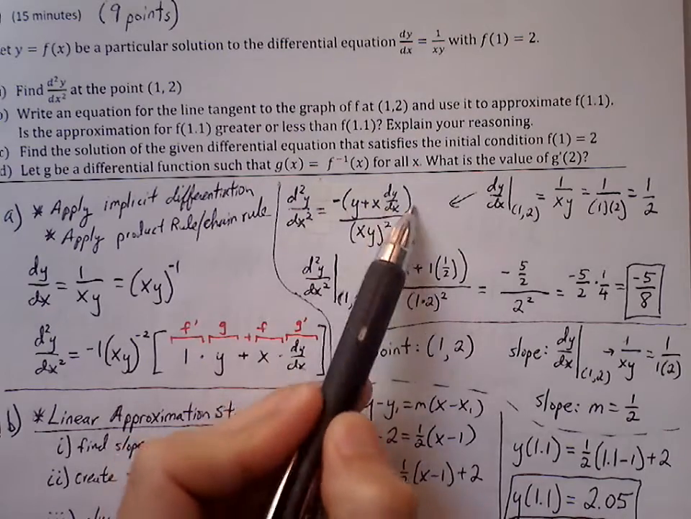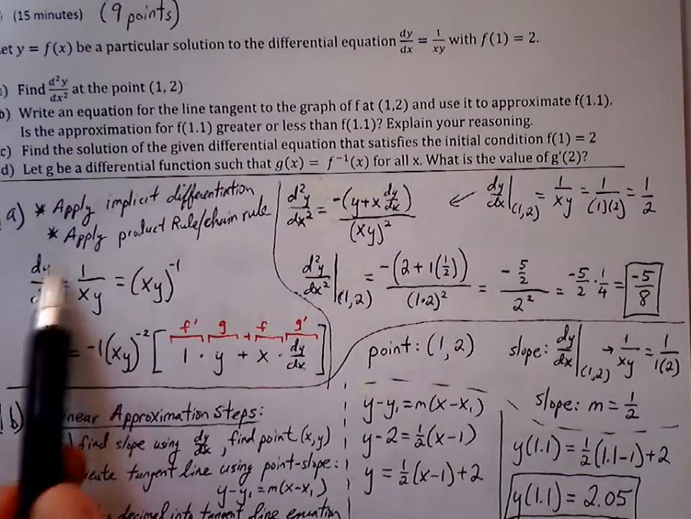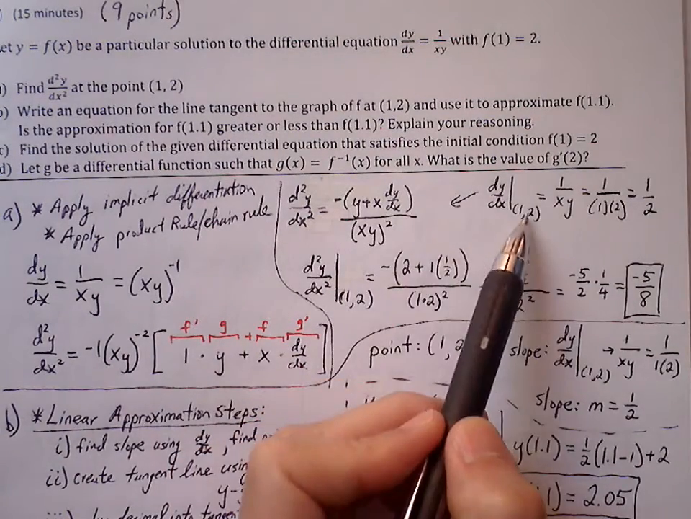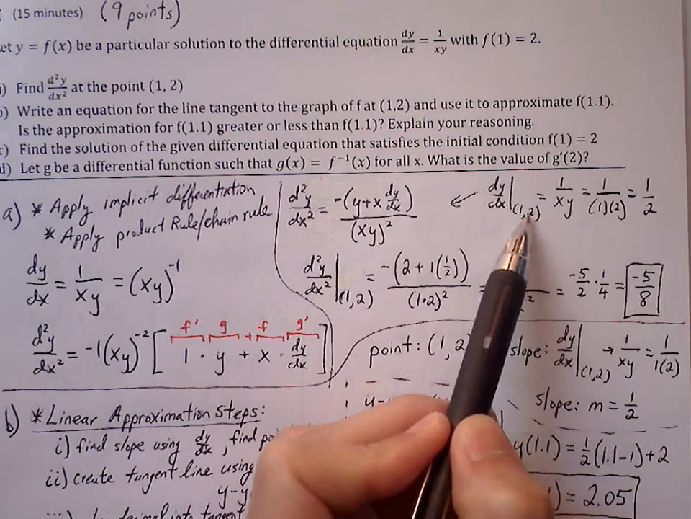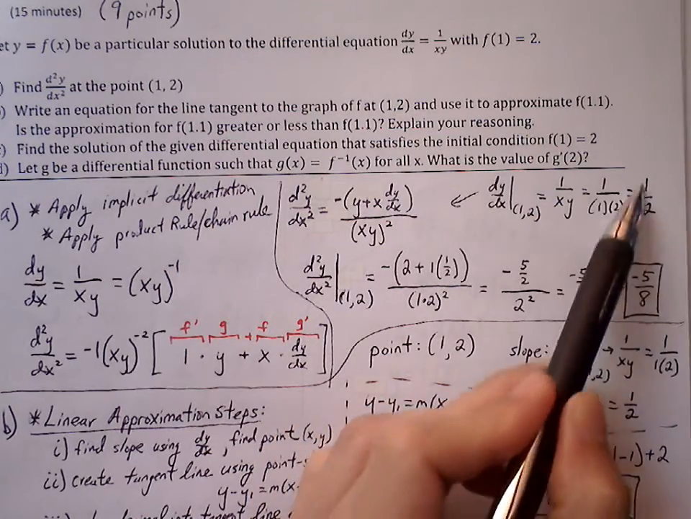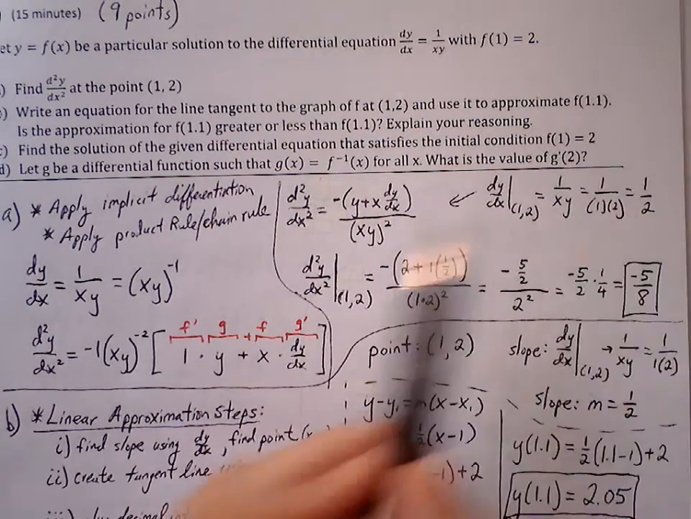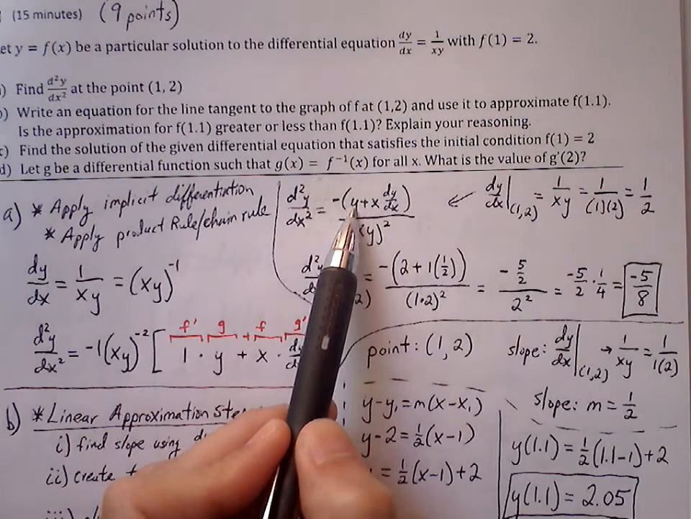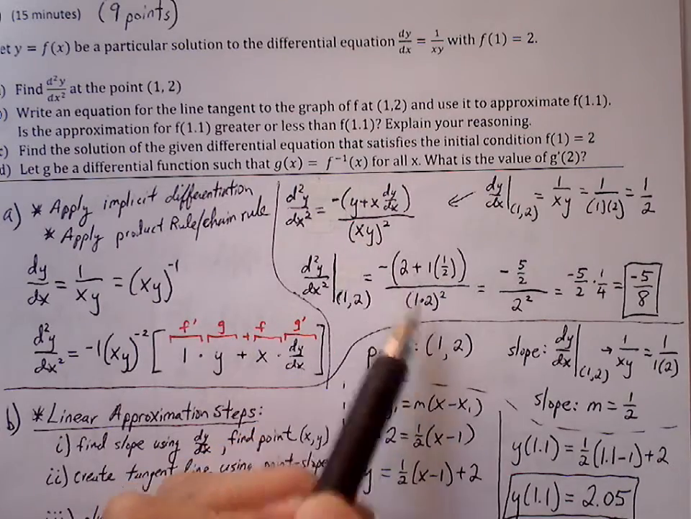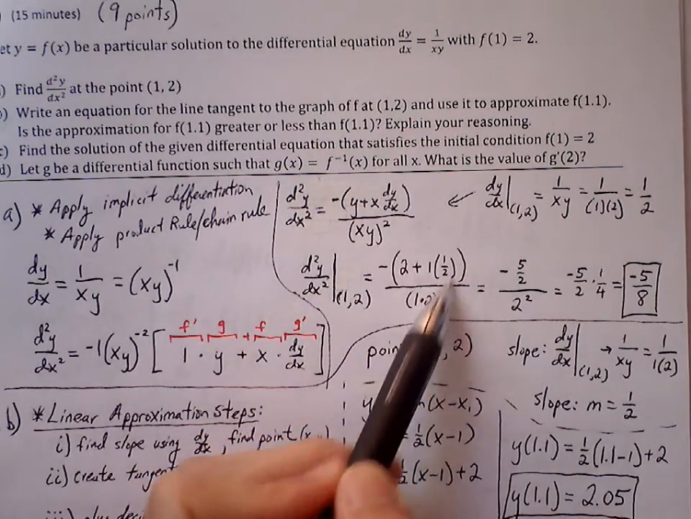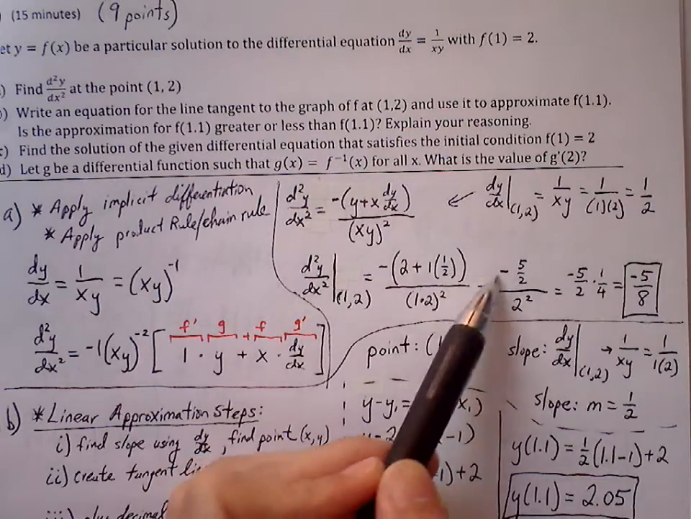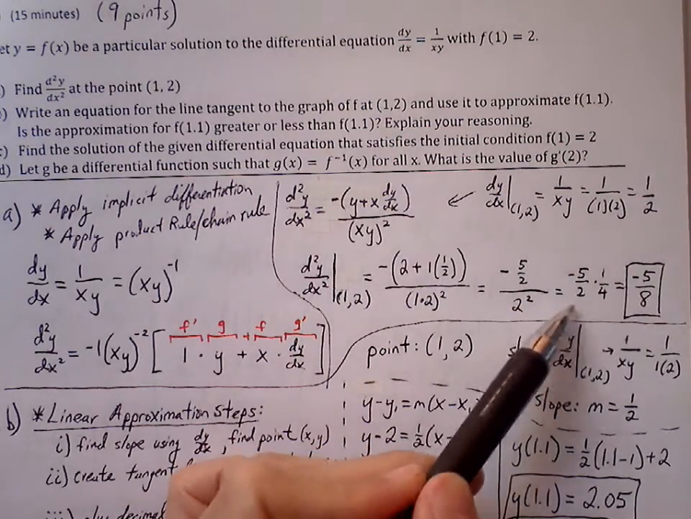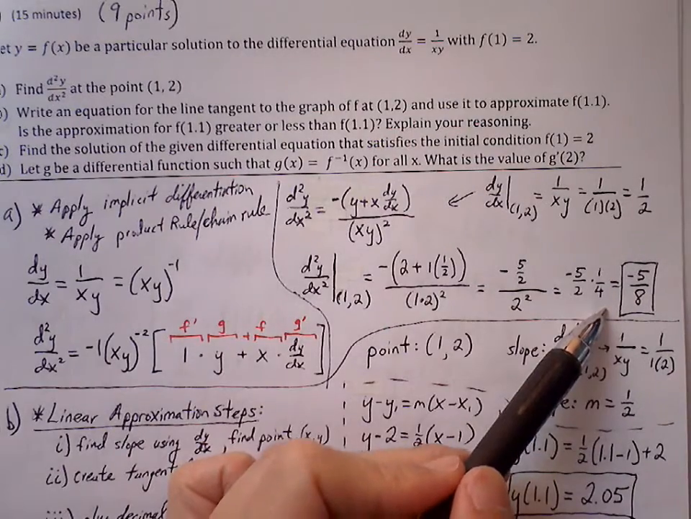So dy/dx refers to this derivative formula. And if I want to find the derivative at (1, 2), I can take that dy/dx, which is 1 over xy, replace x and y with 1 and 2, and I can make my substitution for dy/dx to be 1/2. So x gets replaced with 1, y gets replaced with 2, so 1 times 2 squared. So now we have everything in terms of numeric values. Clean this up, we get negative 5/2 over 2 squared, which is the same thing as negative 5/2 times 1/4, which is negative 5 over 8.